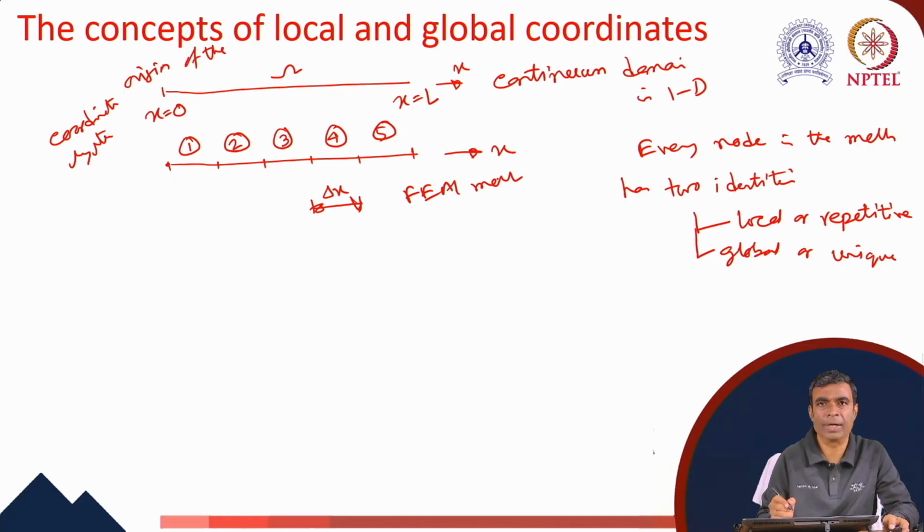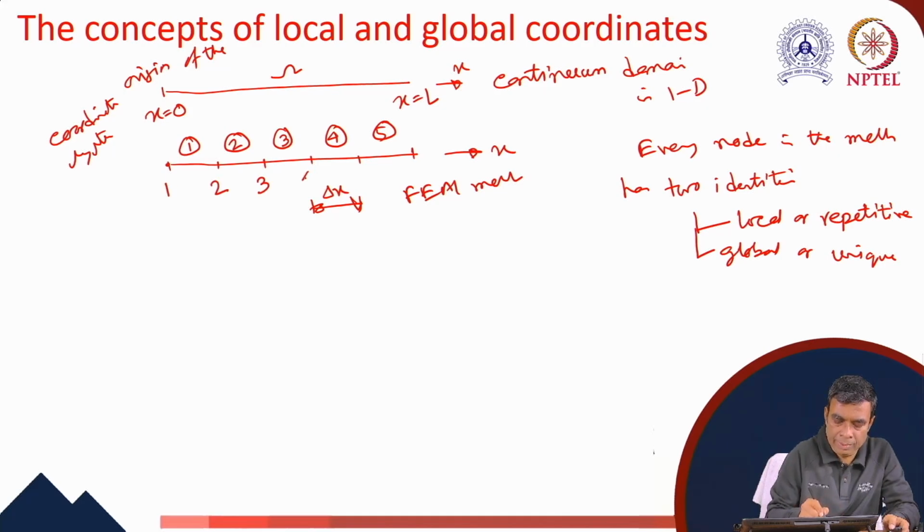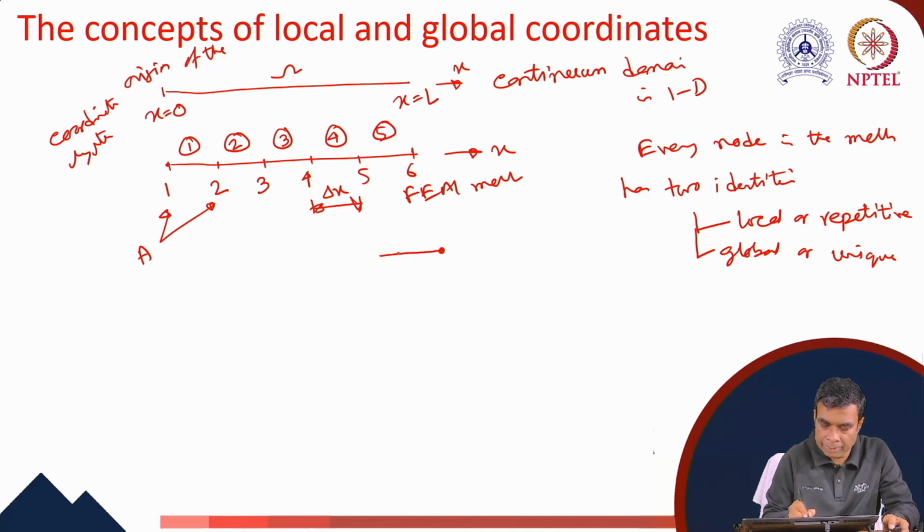Now global numbers are unique, so every node has a unique number separate from the other nodes. So here we have nodes 1, 2, 3, 4, 5 and 6. So these are the global nodes. We denote them by capital A. A discrete element is shown here as element E with two nodes. These numbers are known as the local node numbers, local nodes, and the mesh size is delta x.